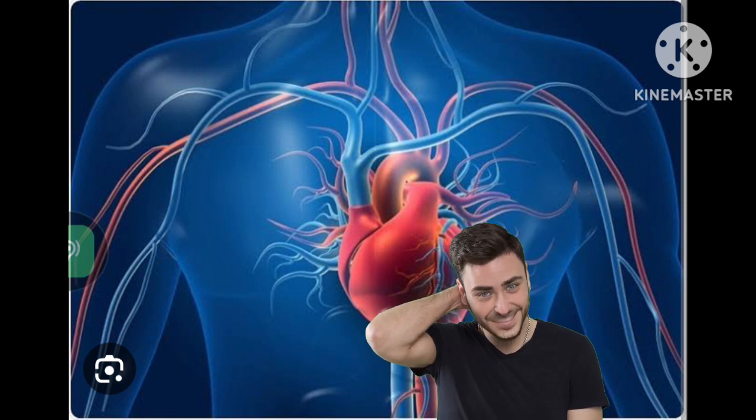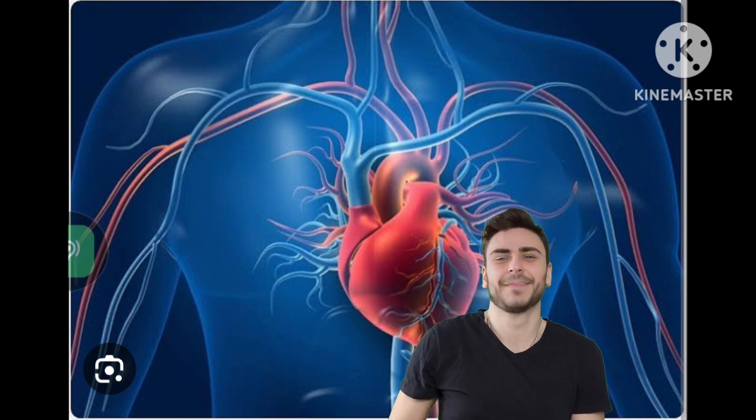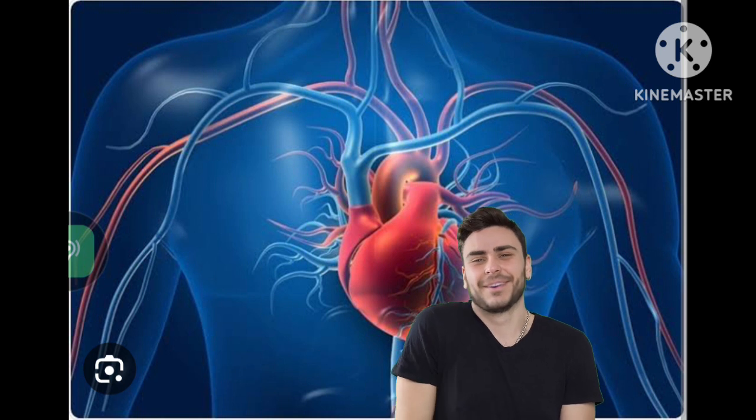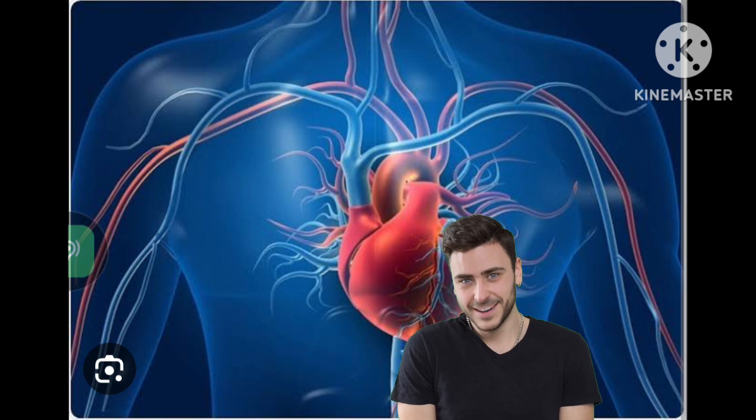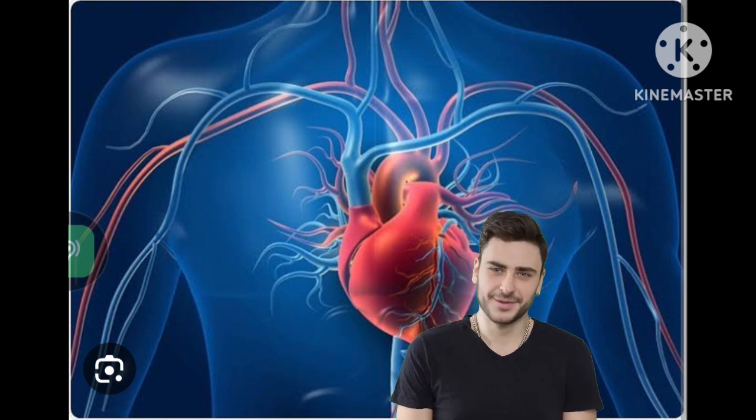Chambers. Right atrium: it receives deoxygenated blood from the body through the superior and inferior vena cava. Right ventricle: it receives deoxygenated blood from the right atrium and pumps it to the lungs through the pulmonary artery.